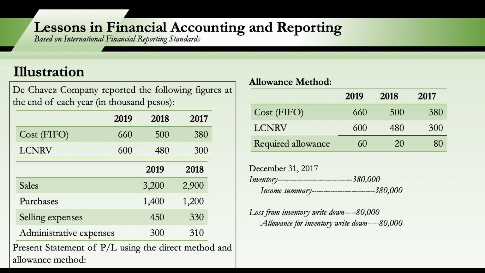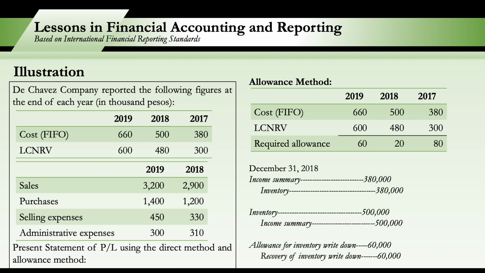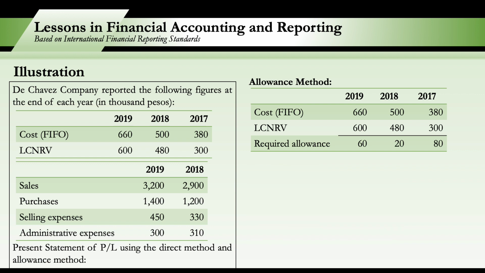Next, for the second year, we close first our beginning inventory, which is at cost of 380,000, and we recognize our ending inventory also at cost of 500,000, and we record the recovery. So from 80 down to 20, we record a recovery of 60,000 in 2018. And in 2019, the cost is 660, the LCNRV is 600,000, so required allowance is 60.